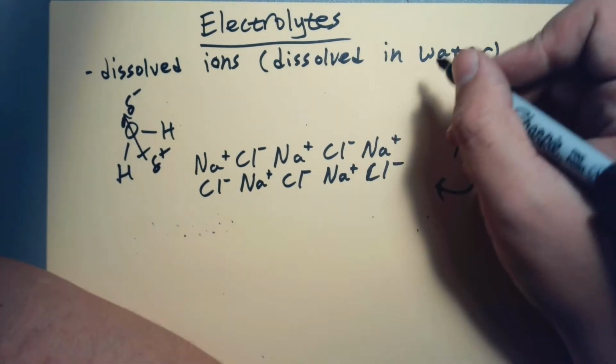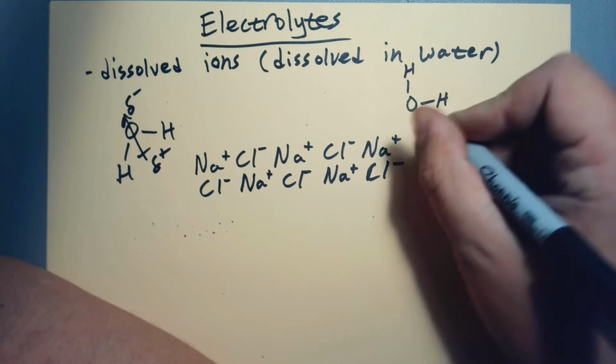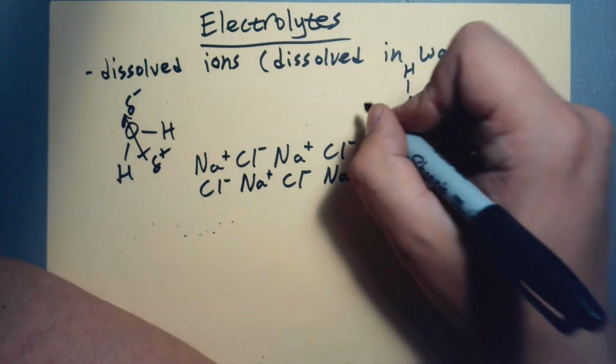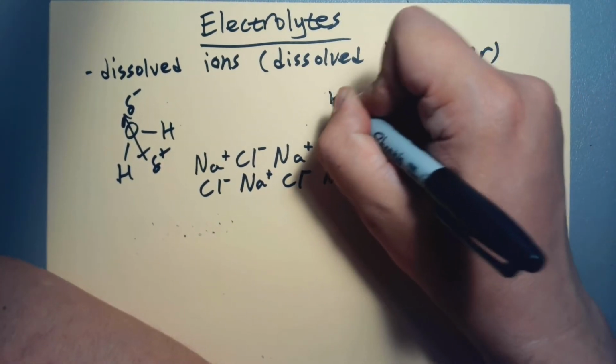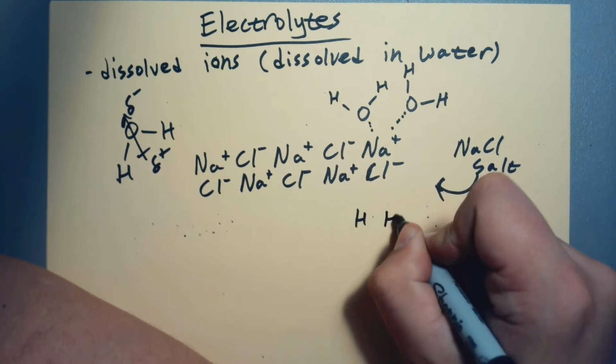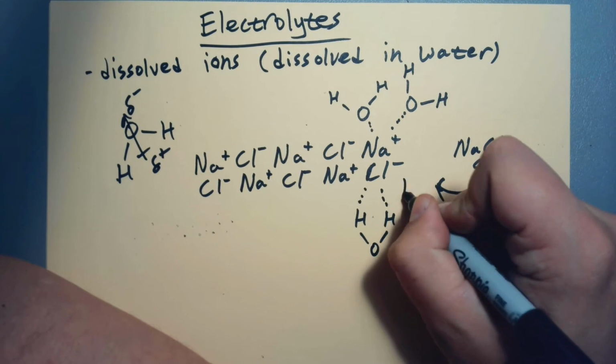But what happens is that waters come in, and their negative region here starts being attracted to the ion. And a large number of them team up, and they start seducing the ions away from each other. Some good looking water.